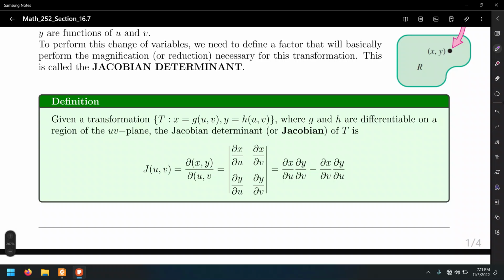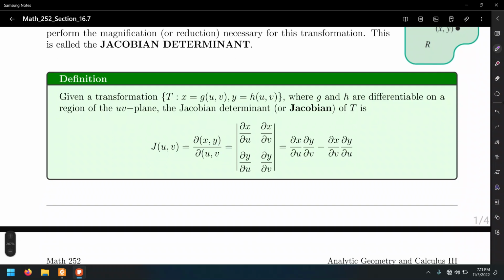And we compute this determinant. You might have seen the determinant: you know the determinant a, b, c, d. That's a times d minus b times c. Well, in this case, these are going to be partial derivatives that we will have to compute. All right, so let's see.